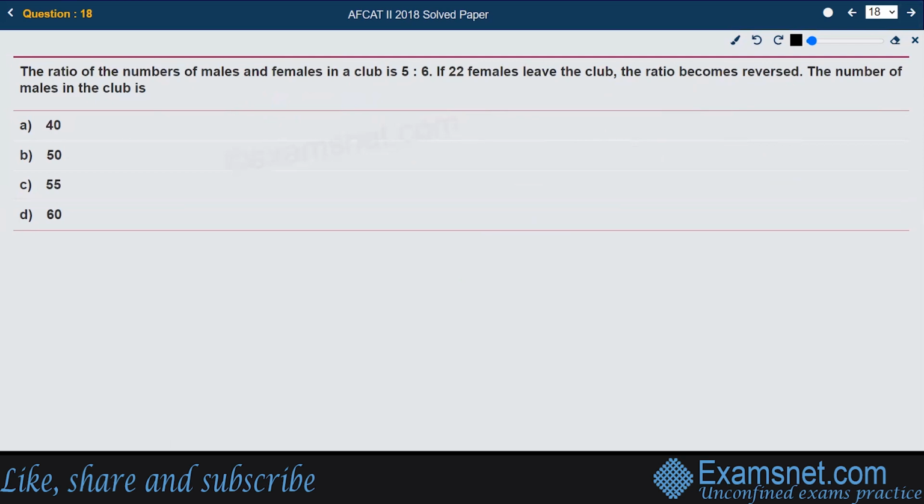18. Now he's saying the ratio of numbers of males and females in a club is 5:6.